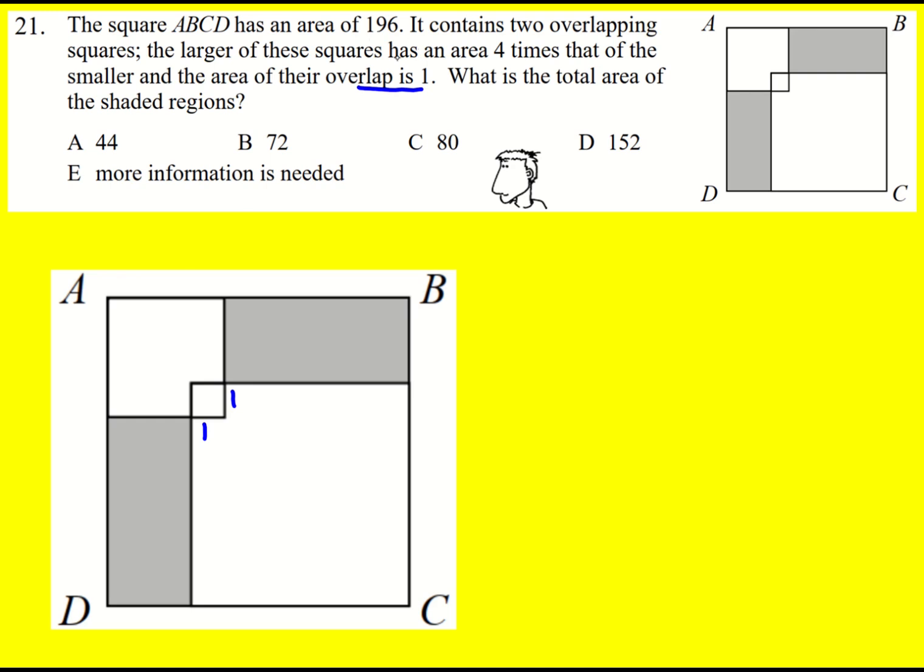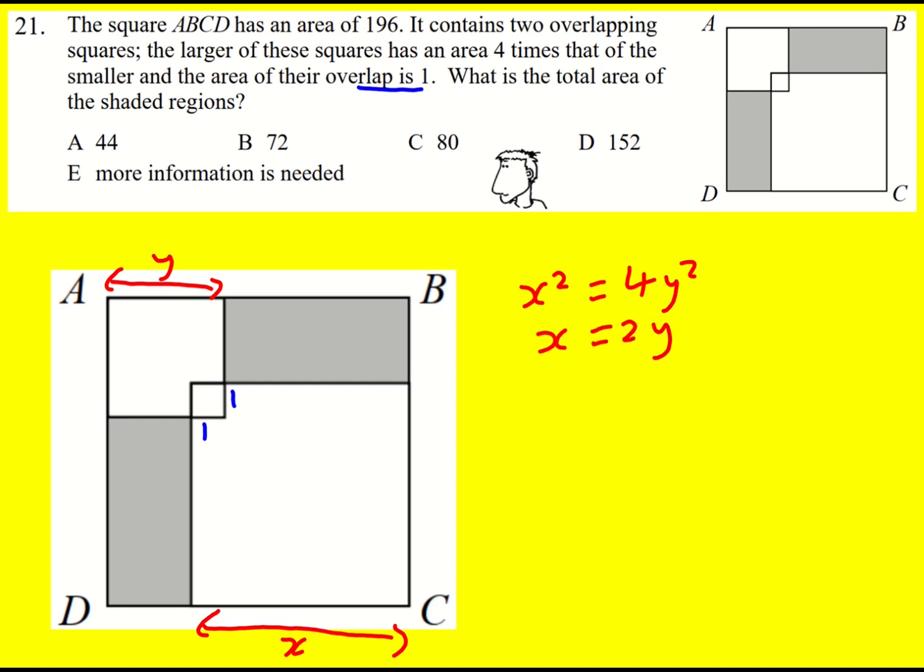Next, I've got the total area, and I've got the fact that the larger square is 4 times that of the smaller. So I'm going to say that the larger square has length x, and the smaller square has length y. What that means is x squared is going to be 4y squared. I can square root both sides, meaning x is equal to 2y.